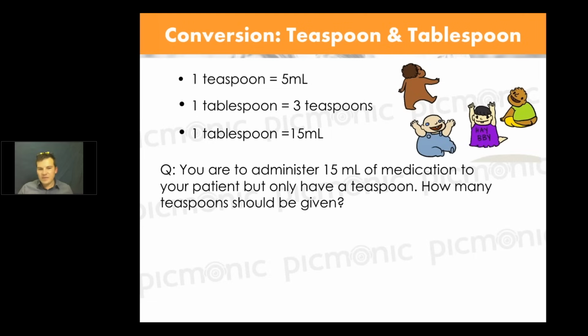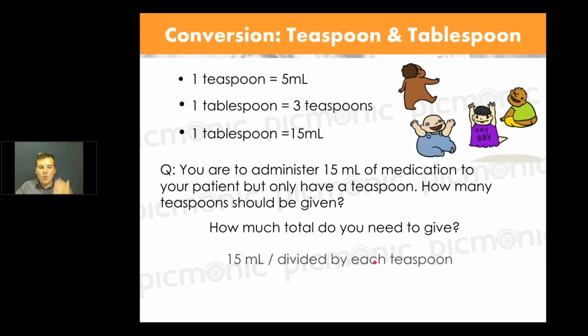So, of course, we take 15 and divide it by 5, sorry, and we end up with 3 teaspoons as a tablespoon. I mean, that's what we need to know. So how much do we need to give? What do we need to do? We divide it by the teaspoon amount, which is 5, to get 3. A very simple example of what we're going to talk about.